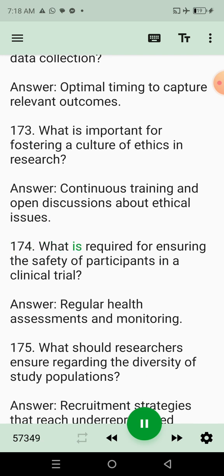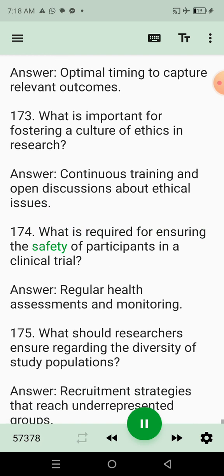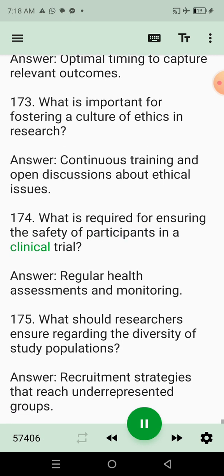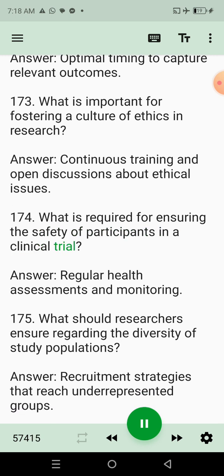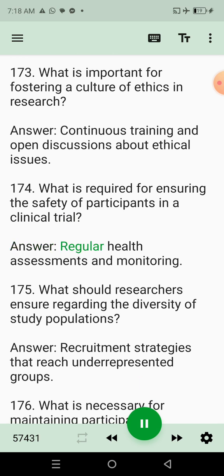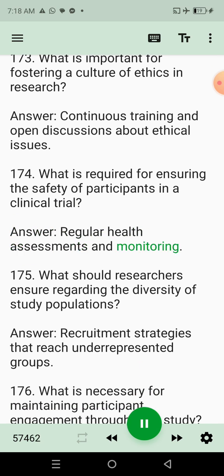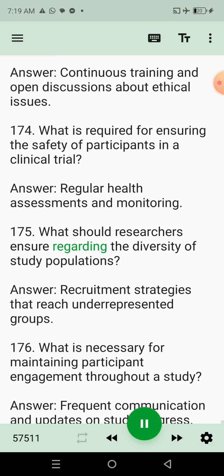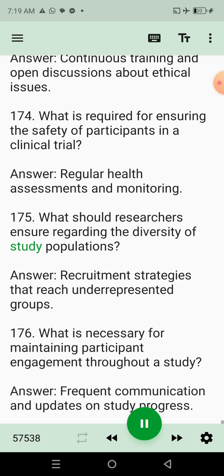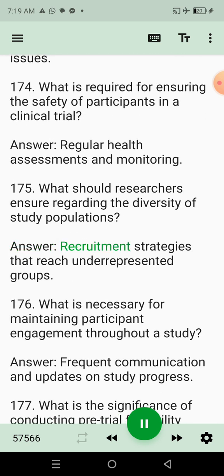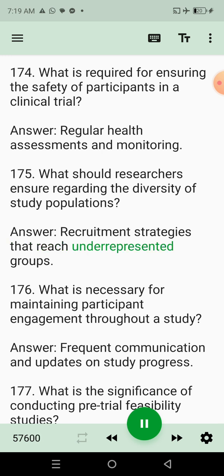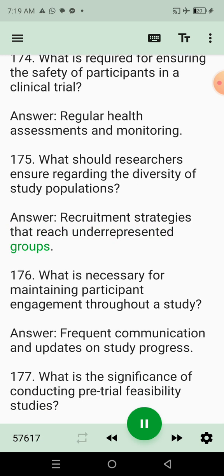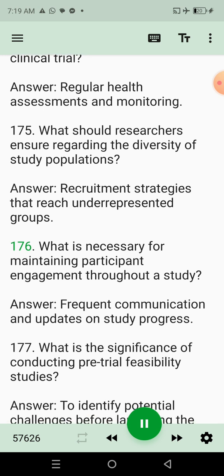174. What is required for ensuring the safety of participants in a clinical trial? Answer: regular health assessments and monitoring. 175. What should researchers ensure regarding the diversity of study populations? Answer: recruitment strategies that reach underrepresented groups.